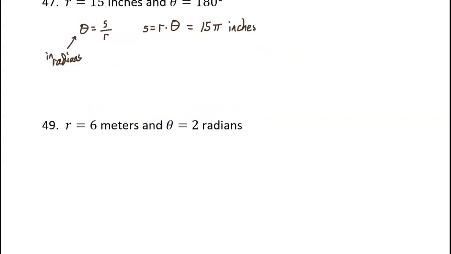Next, number 49. It's the same idea. To find an arc length, which is the letter S, we use the formula S equals r times theta, and make our substitutions. The radius is 6, and theta is 2 radians. Notice how it's already in radians. It's not in degrees, so the number's all ready to use. 6 times 2 is 12. The arc length is a length, and it looks like length is measured in meters, so 12 meters.